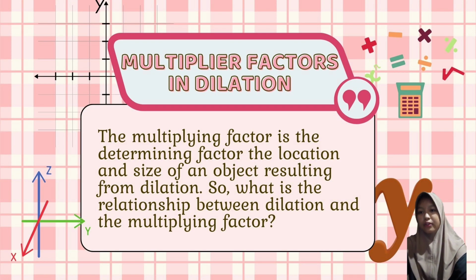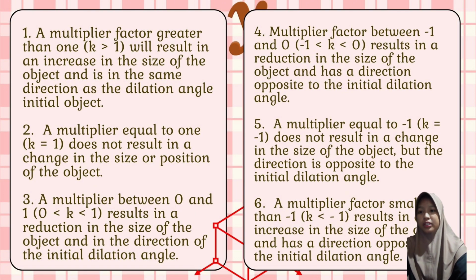Okay, next, multiplier factors in dilation. The multiplying factor is the determining factor of the location and size of an object resulting from dilation. So, what is the relationship between dilation and the multiplying factor? The first, a multiplier factor greater than 1, or k greater than 1, will result in an increase in the size of the object and is in the same direction as the initial object.